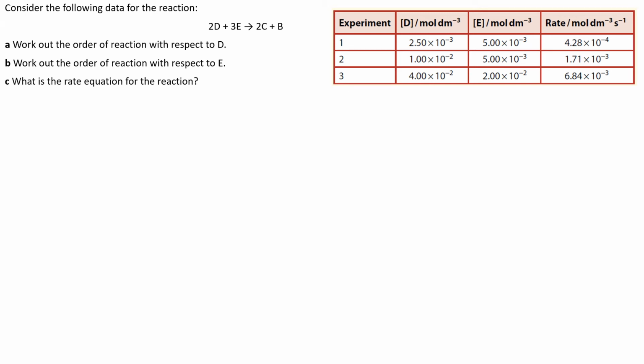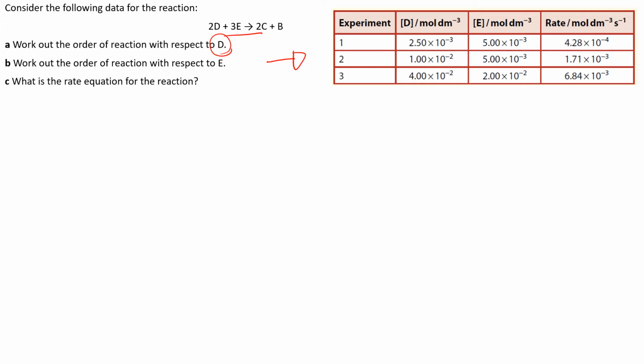Hello everyone. In this video, I will try to answer a question about working out the order of a reaction using experimental data. Of course, we agreed before that we cannot determine the order of the reaction or the rate expression without having experimental data, without doing an experiment. No, we cannot do that from the equation itself, but we can do that using experiments. For that reason, here we have to work out the order of this reaction with respect to D.